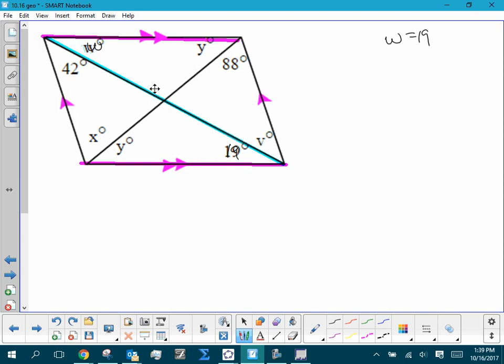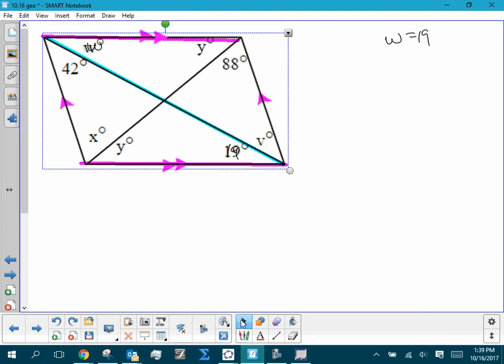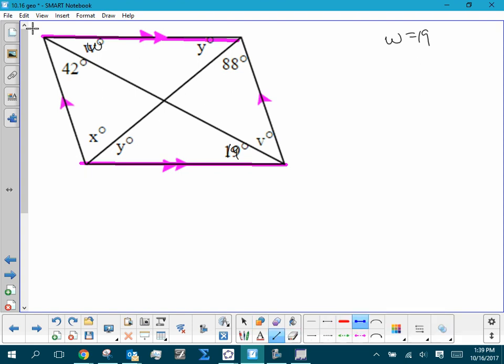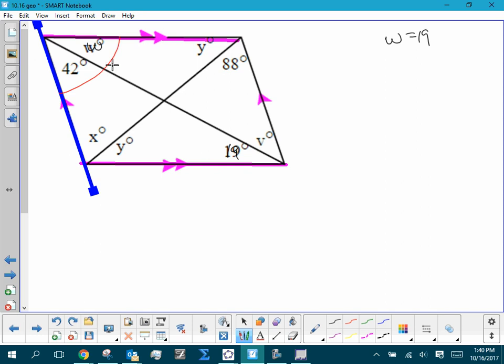There's a varying amount of techniques you could probably use here, but let's say that I want to continue looking at those parallel lines and look now at maybe that transversal. Okay, so if this was W up here, but now we know it to be 19, right? So isn't that angle there going to be 42 plus 19? So that'll be 61. And this angle here is going to be X plus Y, right?